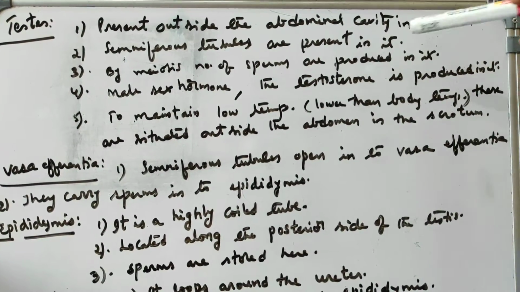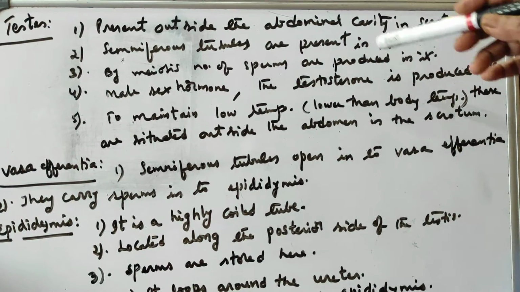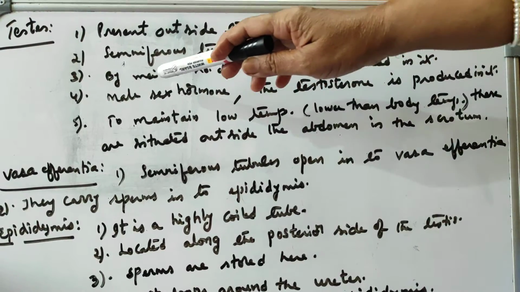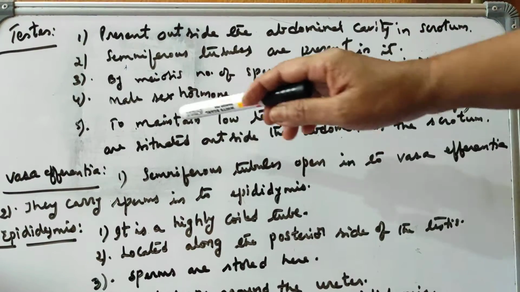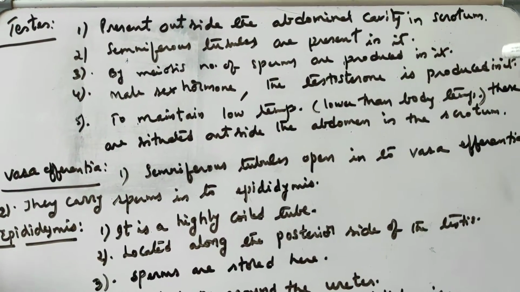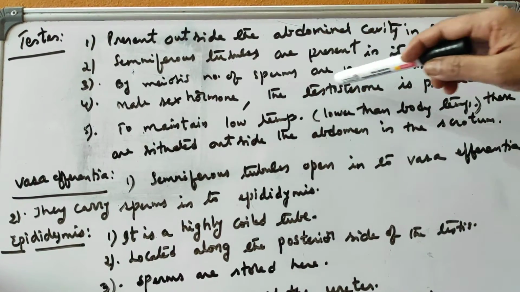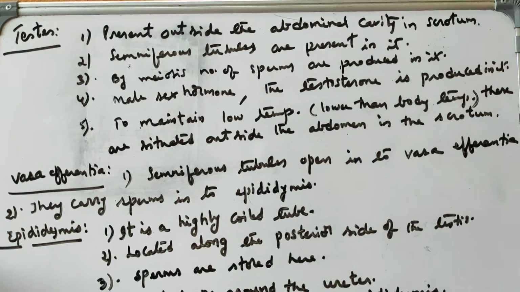Because the cell should be divided into half, the chromosome number should be divided into half, that is reduction division. Then the male sex hormone, testosterone, is produced here. So sperms are produced and stored, and the male sex hormone, testosterone, is also produced in the testis itself.